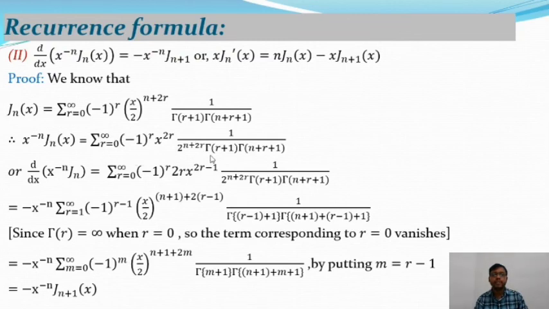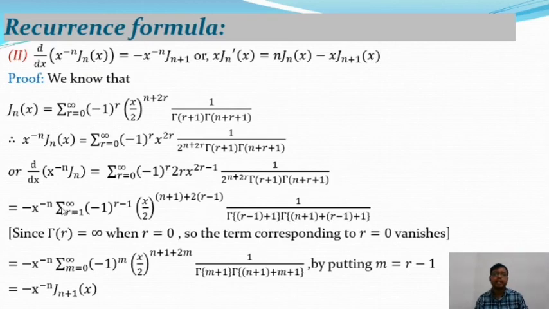So now differentiating this equation, we'll get d/dx of x^(-n) J_n(x) equals the summation over r equal to 0 to infinity of (-1)^r into the derivative of x^(2r), and it will be 2r into x^(2r-1) into this term. This is actually a constant, so the derivative of this is constant, that is 1 by 2^(n+2r) into gamma(r+1) into gamma(n+r+1).